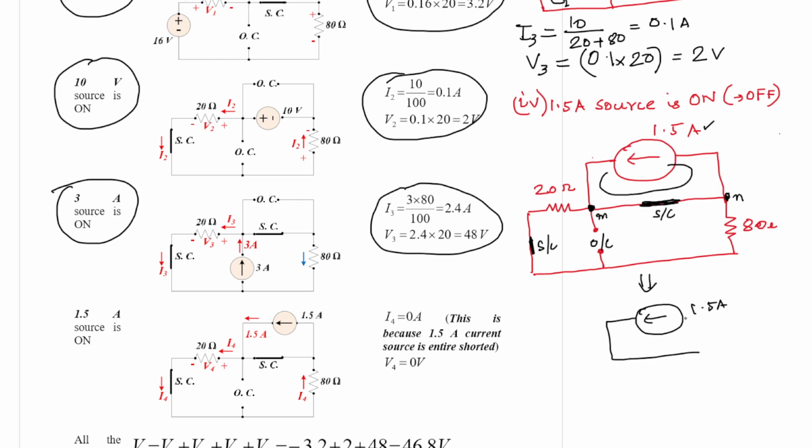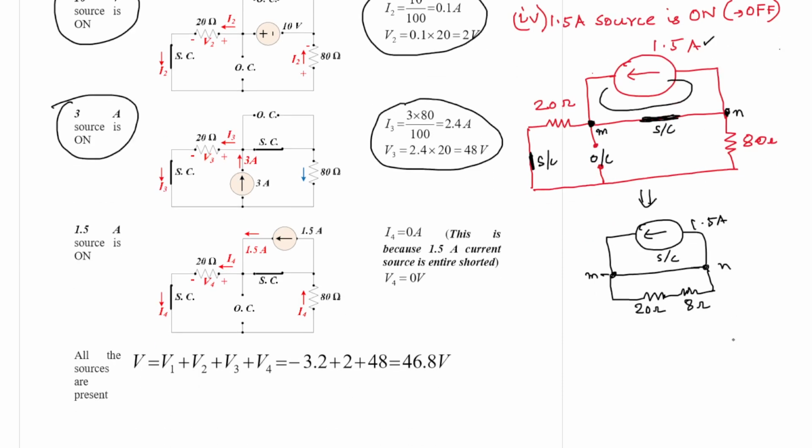Then with respect to this, we have a short circuit path, and the remaining we have a 100 ohm resistance connected, that means 20 and 80, across this terminal M and N, right? So across the terminals M and N, we have the 20 ohm resistance and 80 ohm resistance connected in parallel. So basically it is the current division rule, as already explained.